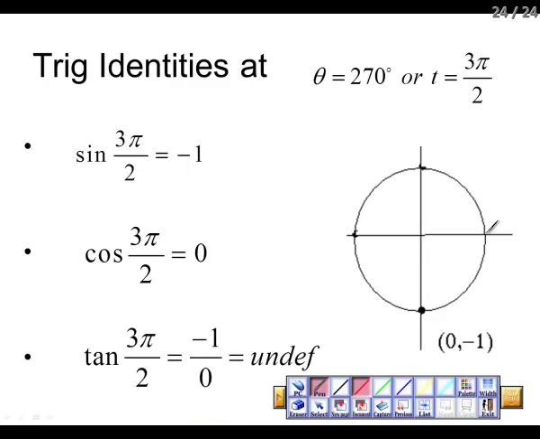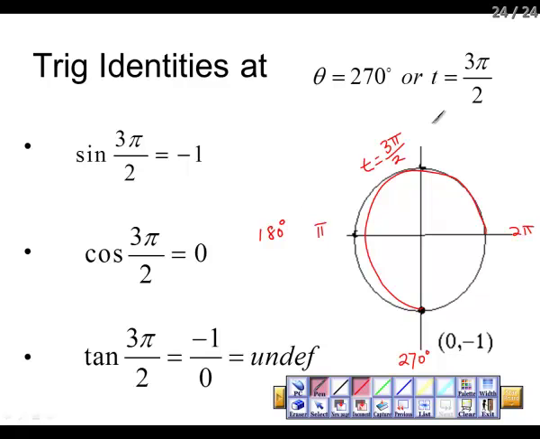So here, this would be t. And t is 3 pi over 2. So it's like 3/4 of the way around. Here's pi, and here's 2 pi. So this is 1 pi, and this would be like 3, or not 3/4, but 3/2 of the way around. And so this is also 270 degrees.